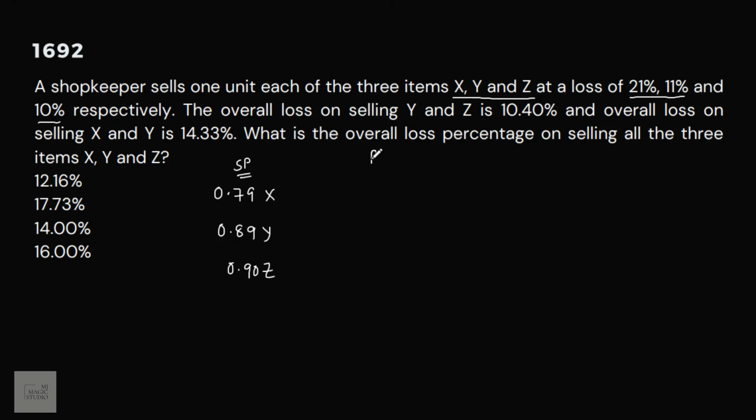Now here we can use rule 6 on losses. If we consider Y and Z, loss on Y is 11% and loss on Z is 10%, and overall loss is 10.40. Distance between this is 0.40, distance between this is 0.60. Ratio of cost price of Y and Z is 2:3.